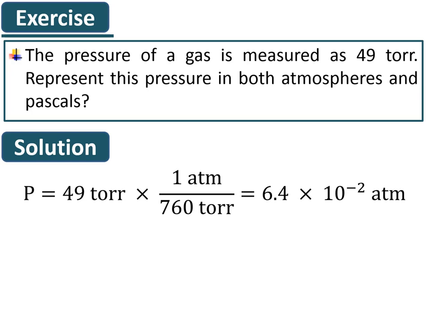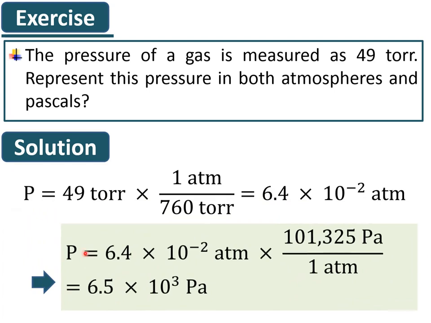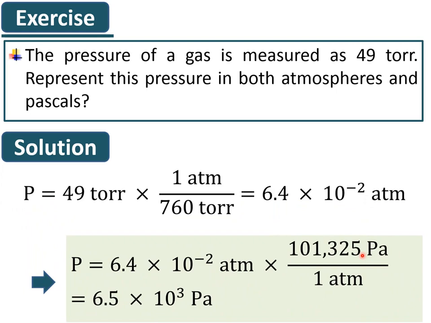So to calculate this, very simply, you can convert 49 torr with this conversion factor to get the result in atmosphere. Very simple. And once you know the pressure in atmosphere, you can calculate it back to the pascal with this formula. The pressure in pascal equals the pressure in atmosphere times this conversion factor, which is around 10 to the power 5 pascal per 1 atmosphere. So the result will end with this value in pascal, okay?